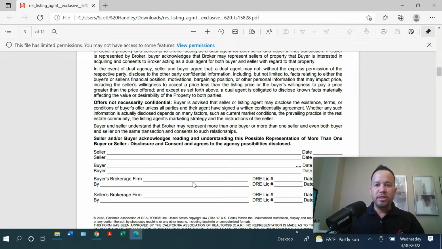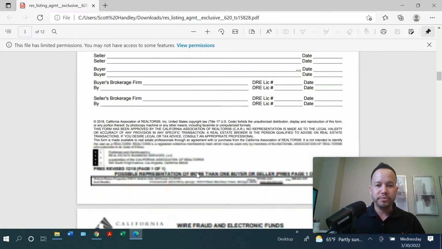These forms, the Form AD, the PRBS, and the WFA, are also duplicated on the residential purchase agreement, the RPA, but it just goes to show you how imperative these forms are to accompany either the RLA or the RPA. It's good to get it done if you are taking a listing upfront, so you just make sure you have this on file.